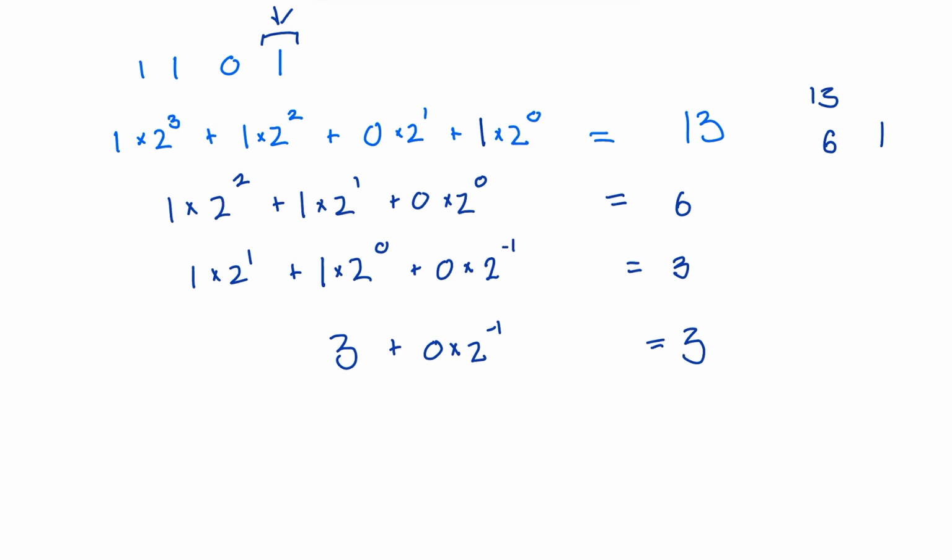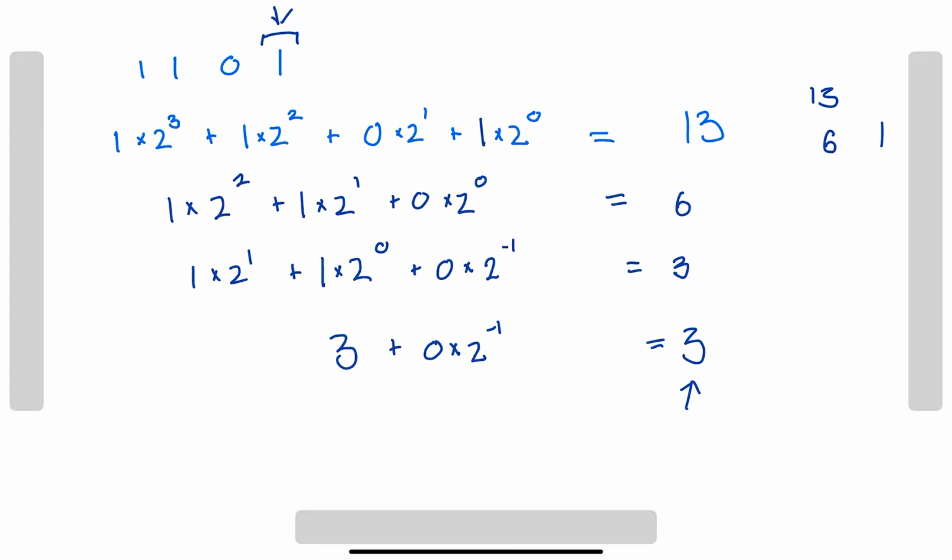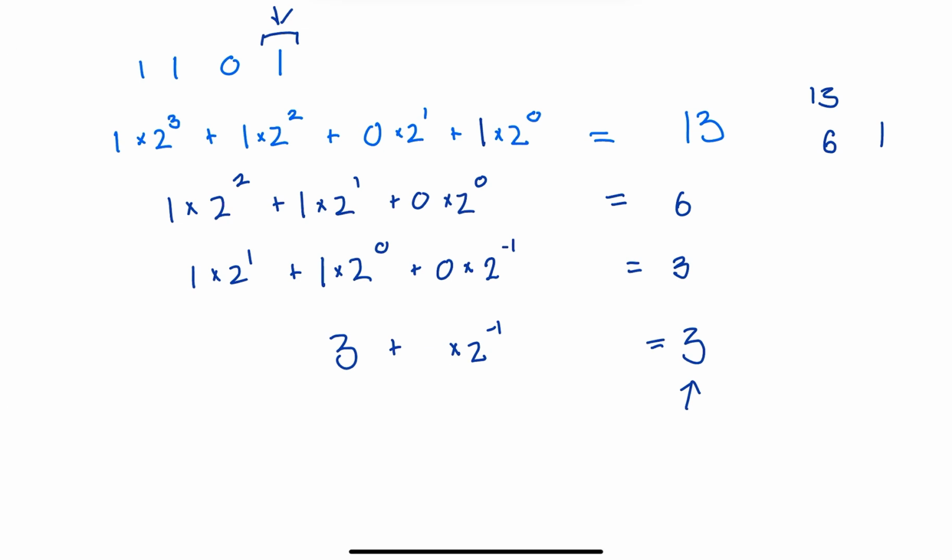Now, because this division here resulted in a whole integer, this next least significant bit has to be a 0. Because if this was a 1, this would end up as 3.5, and this would not hold equivalency with this whole number, this whole integer, 3, right?